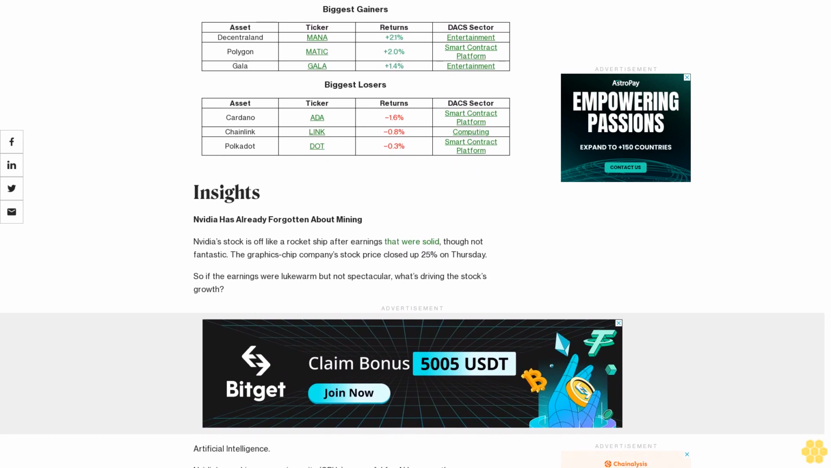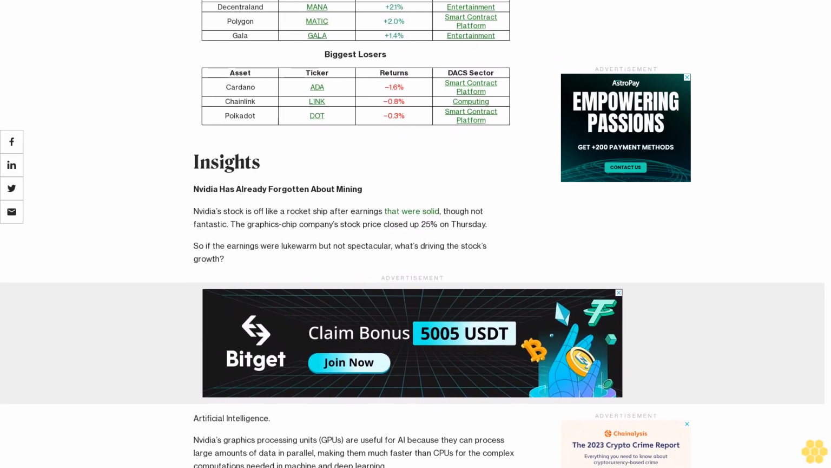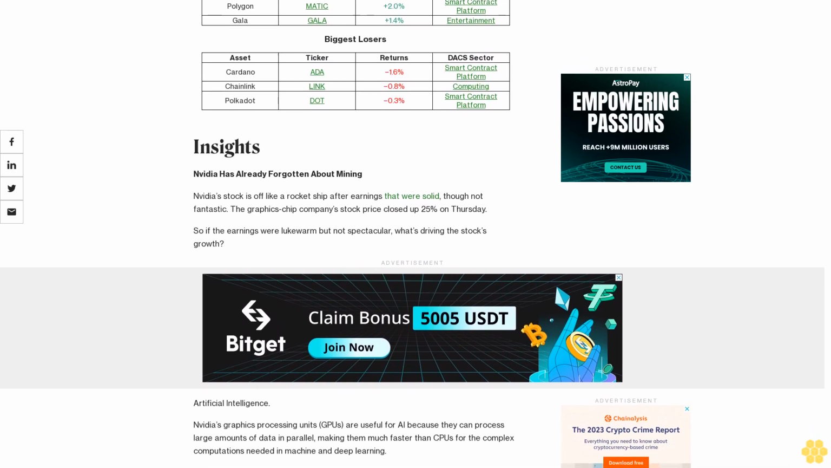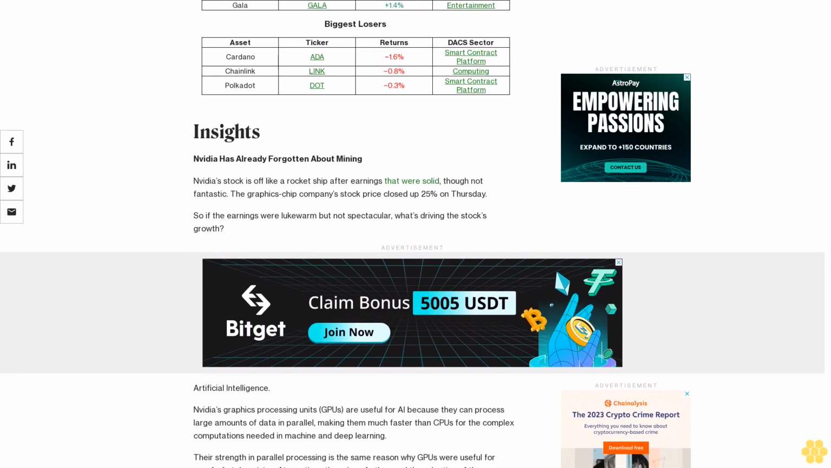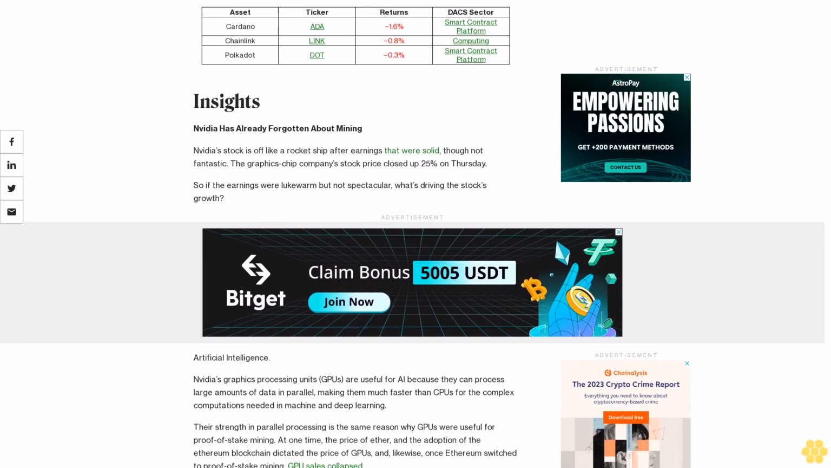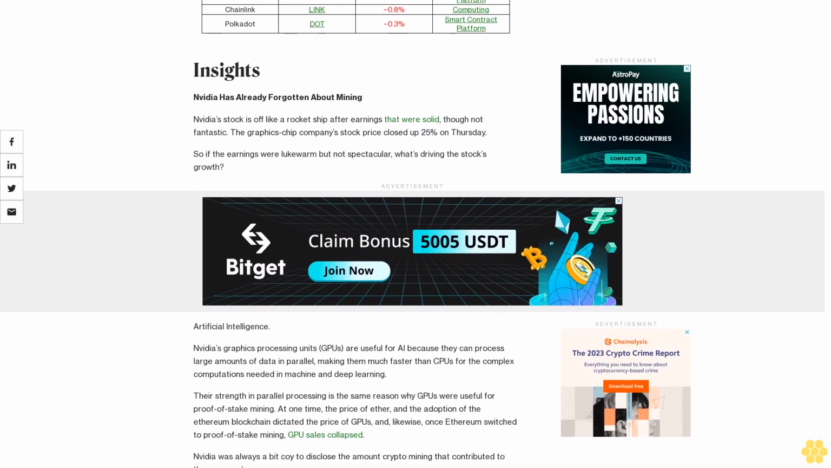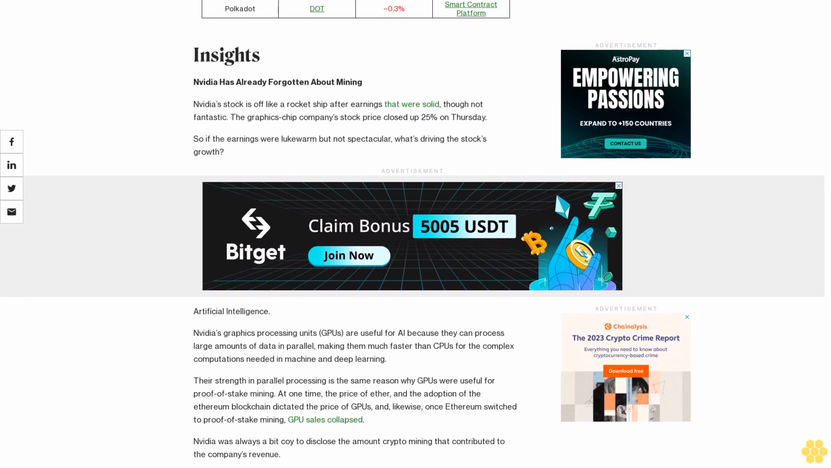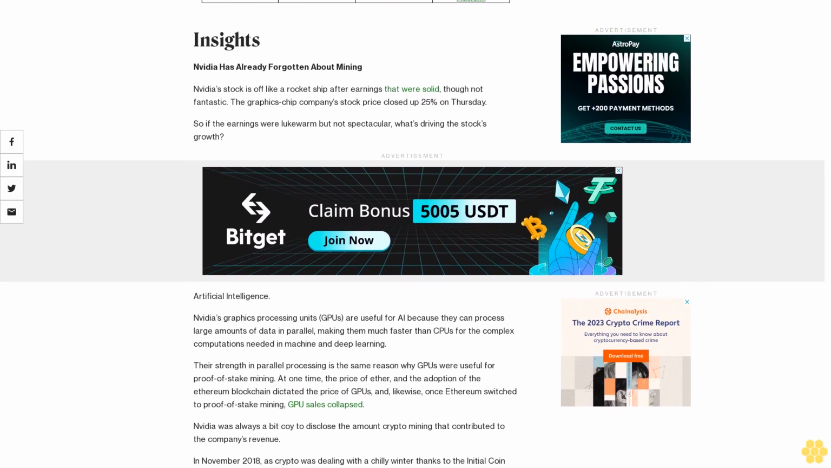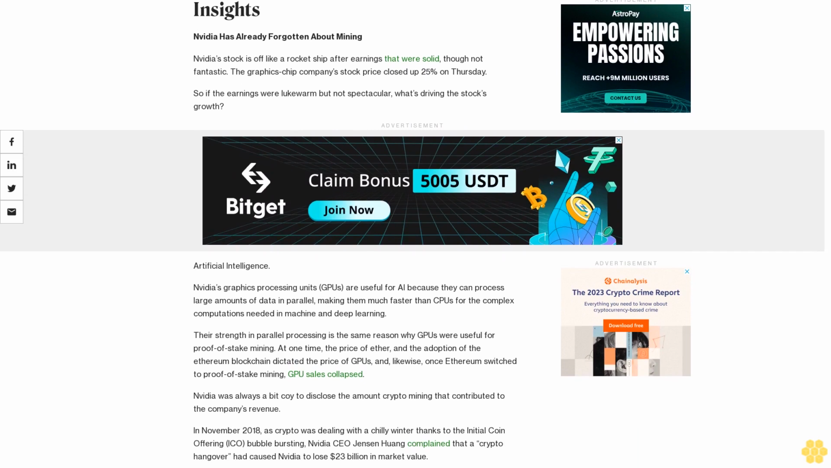Nvidia's graphics processing units, GPUs, are useful for AI because they can process large amounts of data in parallel, making them much faster than CPUs for the complex computations needed in machine and deep learning. Their strength in parallel processing is the same reason why GPUs were useful for proof-of-stake mining. At one time, the price of Ether and the adoption of the Ethereum blockchain dictated the price of GPUs, and likewise, once Ethereum switched to proof-of-stake mining, GPU sales collapsed.